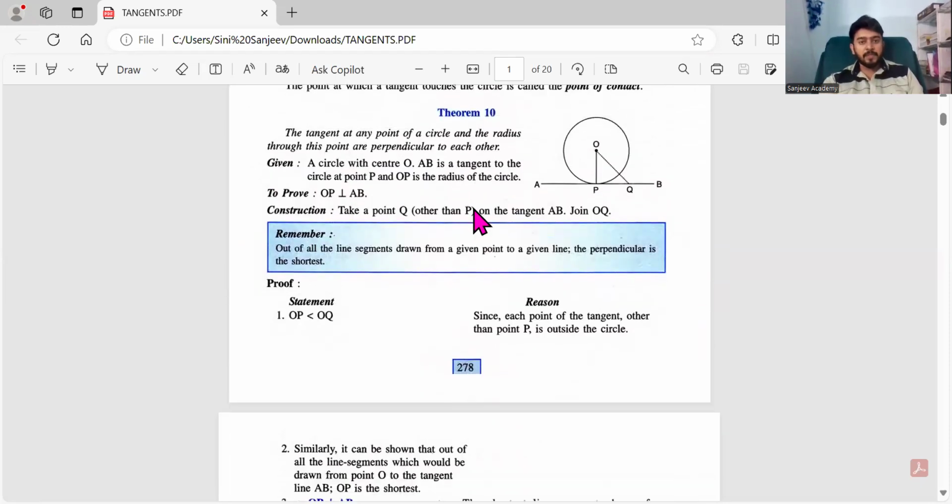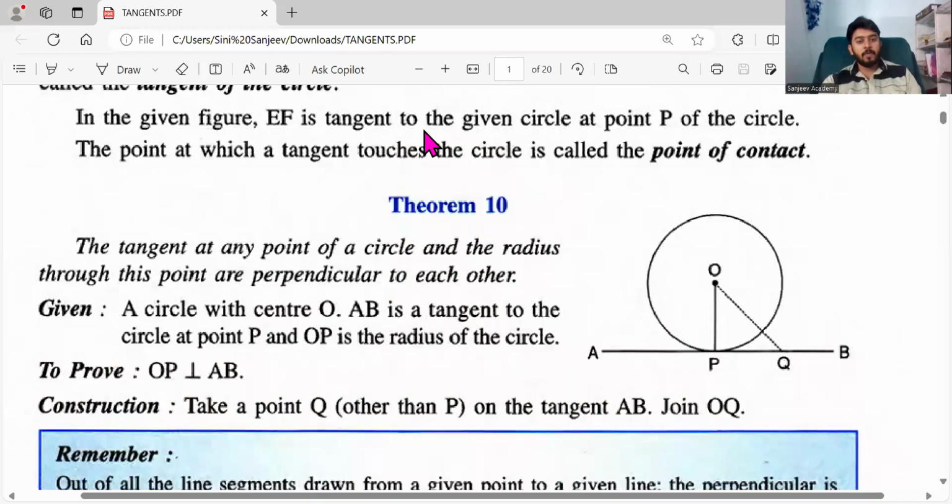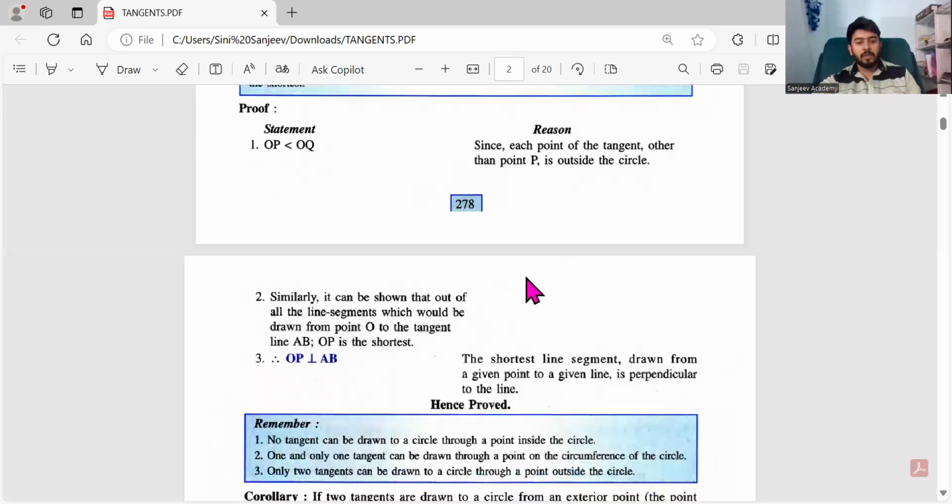Correct. First theorem: the tangent at any point of a circle and the radius through that point are perpendicular to each other. So, tangent and the radius. If any radius is passing through that particular point of the tangent, it is perpendicular. That is the first theorem.